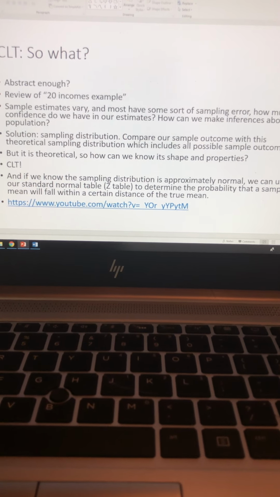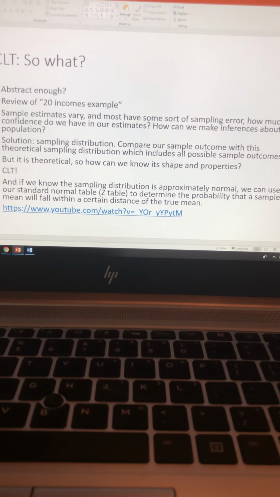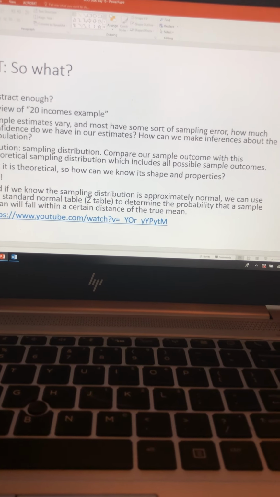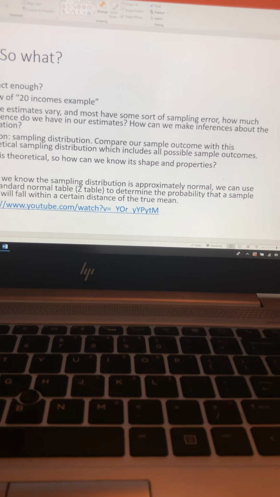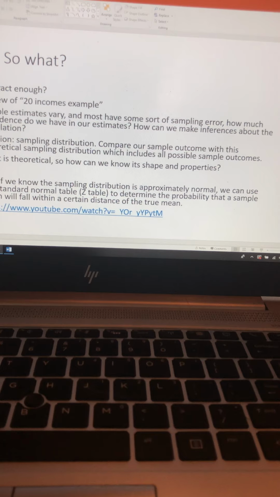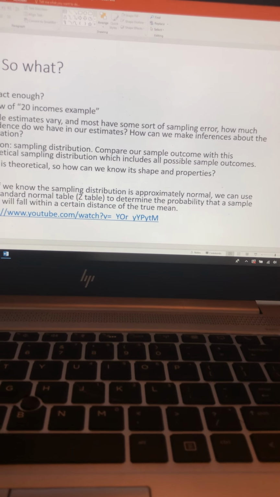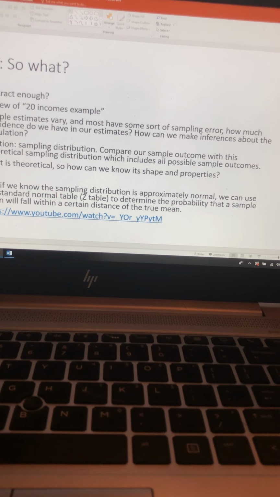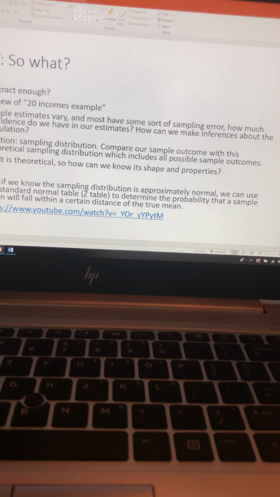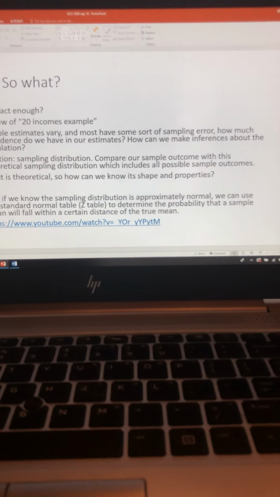So the key, though, is that last bullet point. If we know that the sampling distribution is approximately normal, then we can always use our standard normal table, the z-table, to determine the probability that a sample mean will fall within a certain distance of the true mean. So we'll always be able to tell whether our estimate is something that we can expect given the sampling distribution. Again, think back to Ms. Pratt's example. Okay, so that's it for the slides.